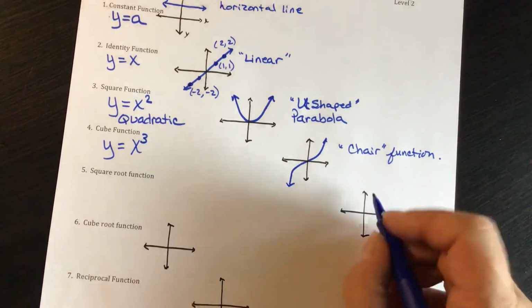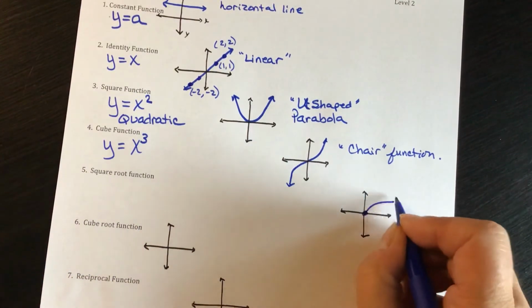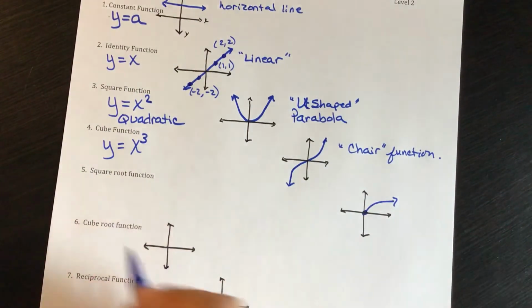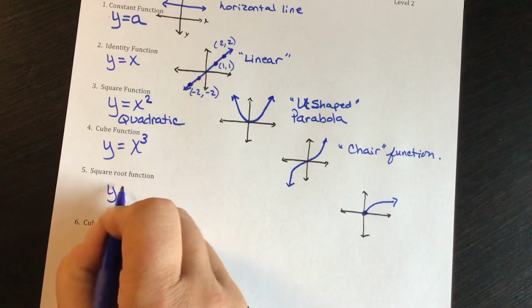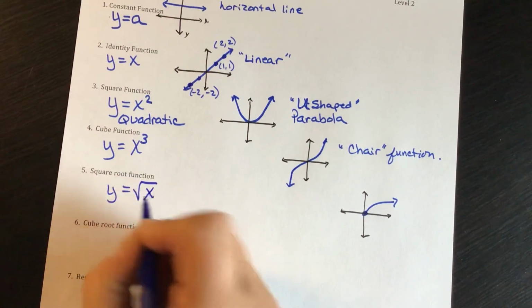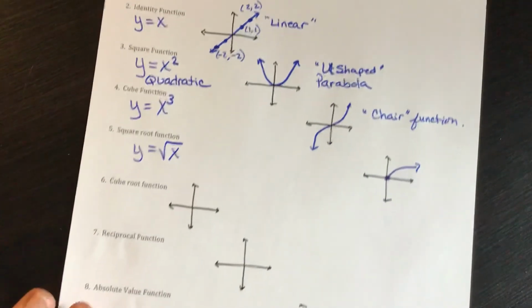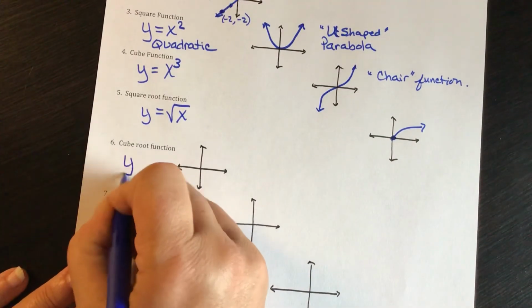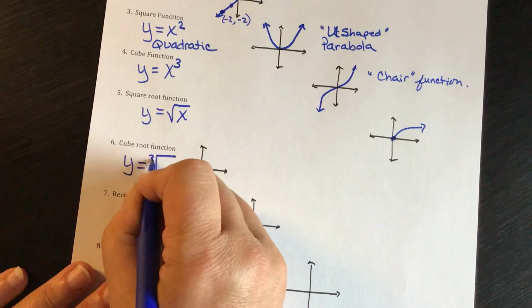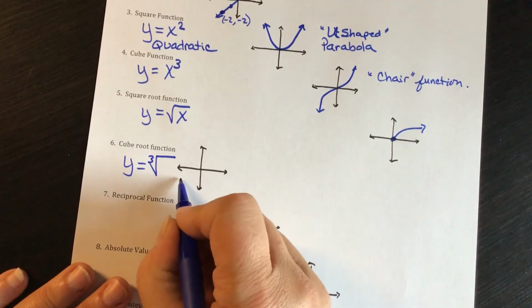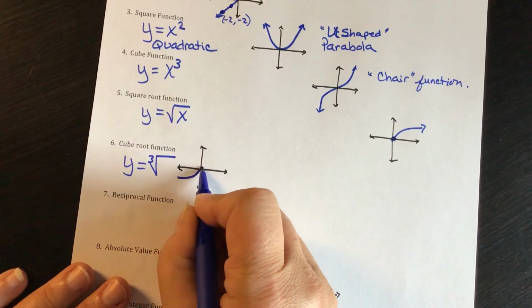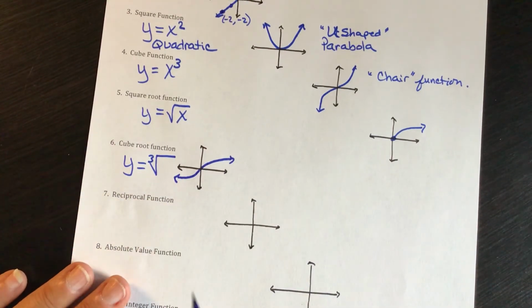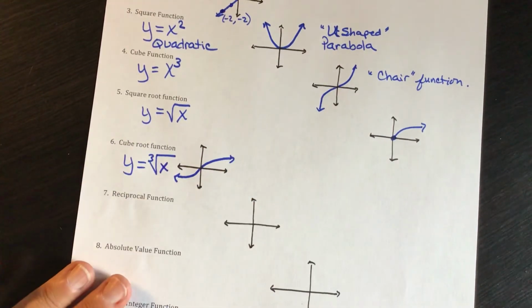Square root function we just did on the other side. It starts at 0 and then goes up gradually to the right. So y equals the square root of x. We also looked at the cubed root function. So y equals the cubed root of x, which we said looks a little bit like this. Oops, I forgot my x.